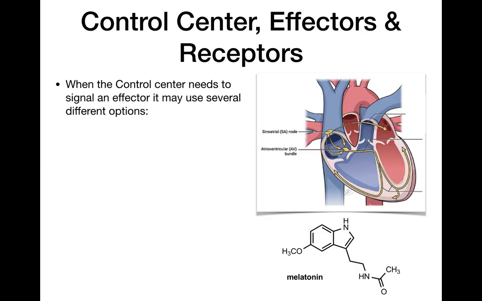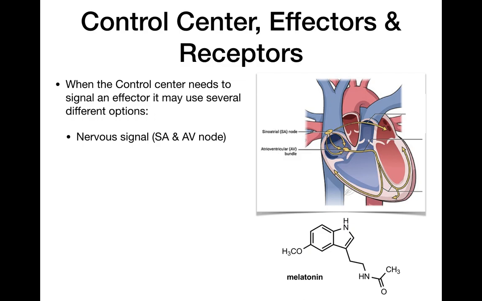Okay, so when the control center needs to signal an effector, it has different ways it can signal an effector. So it can do a nervous signal. So for example, in the heart, you have these 2 nodes. You have the SA node and the AV node right here. Those are both nervous nodes in the heart, and your heart will naturally beat by itself. The type of cardiac muscle it's made of can just do that. What these nodes do is they help the heart know what pace it should be keeping.